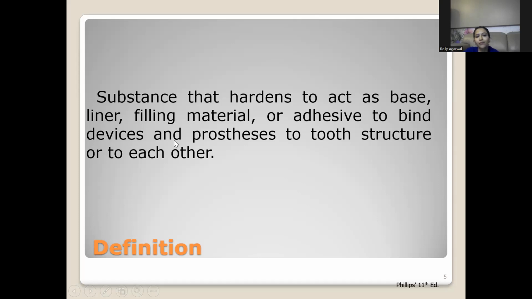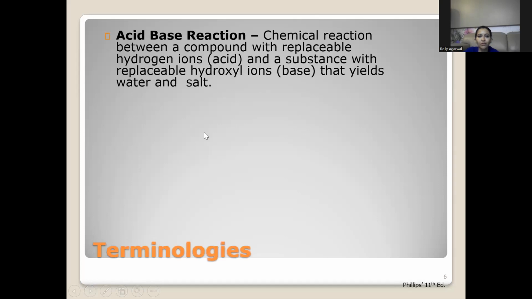So you can use it to bind different types of appliances or prostheses like a full coverage crown or a veneer to the tooth structure. So that is the definition of a dental cement. So what all do we have to understand about it? One is the acid-base reaction. Acid-base reaction means it's a chemical reaction between a compound which has hydrogen ions, replaceable hydrogen ions, and the other substance will have the hydroxyl ions. So one with the hydroxyl ions will be the base, and which is donating or losing the H ions will be the acid, and the resulting reaction will lead to the formation of a salt and water.